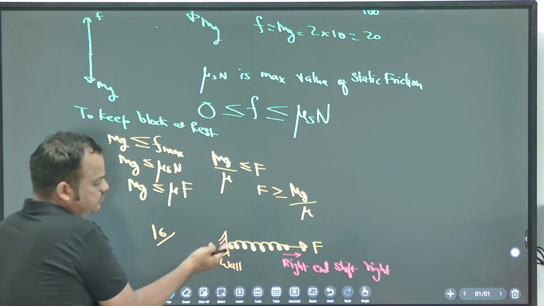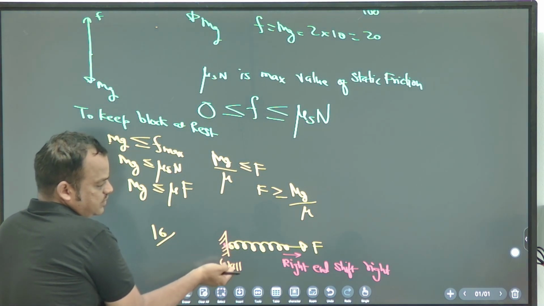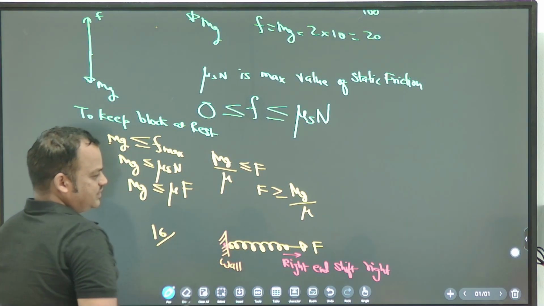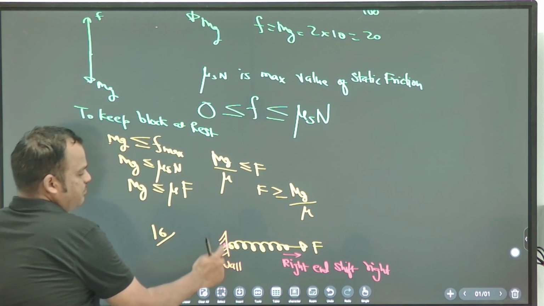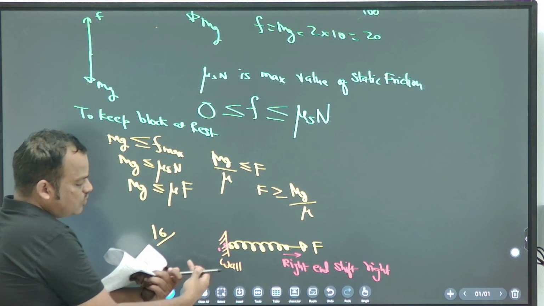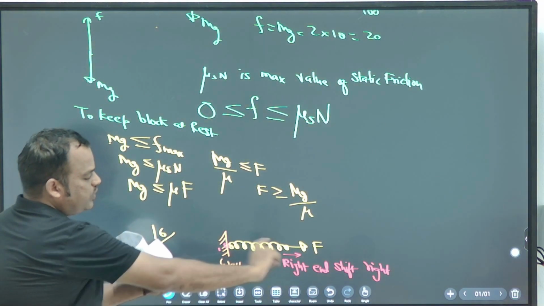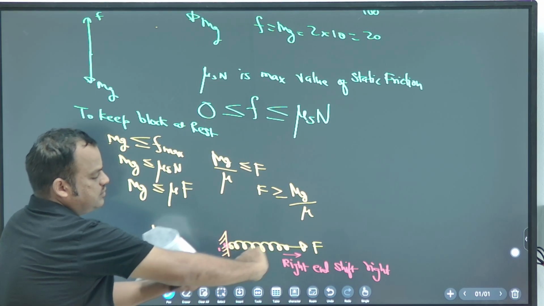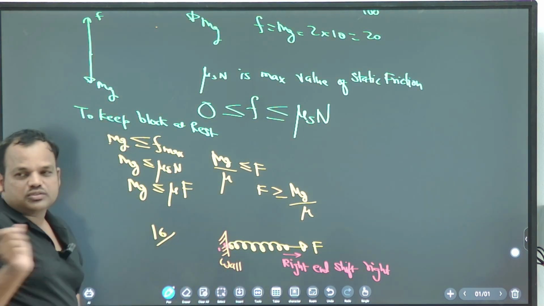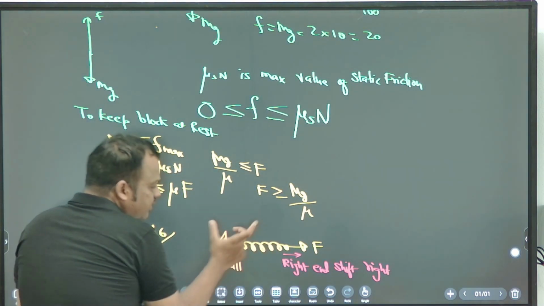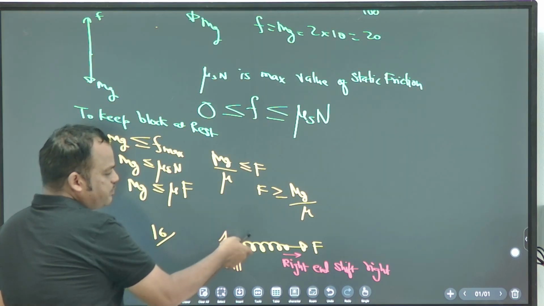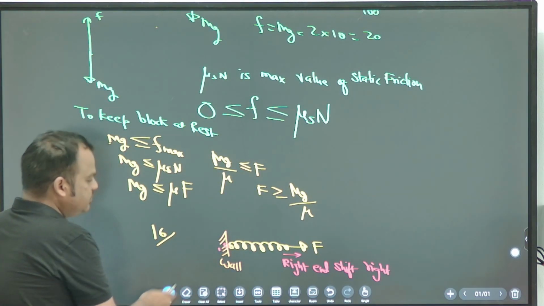What about the left end? It is fixed, correct or not? So why is it not going to the right side? Because the wall is holding it. This wall is holding the left end and I am pulling the right end like this. Understood? So the wall is exerting force on the spring where? Right or left? Left side.